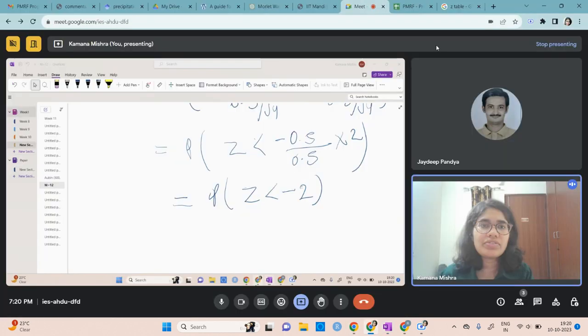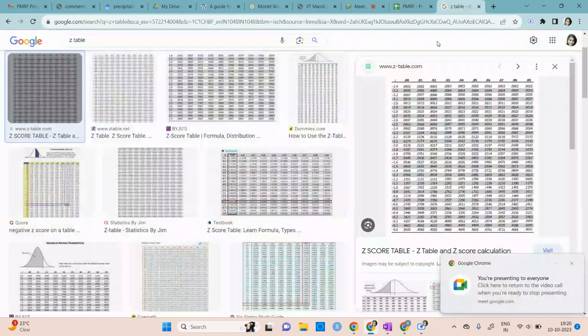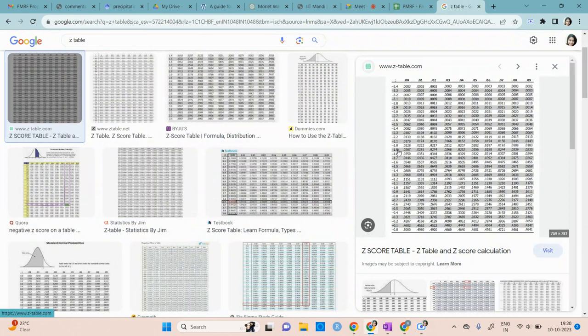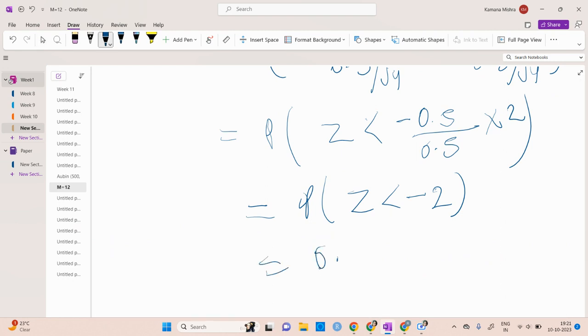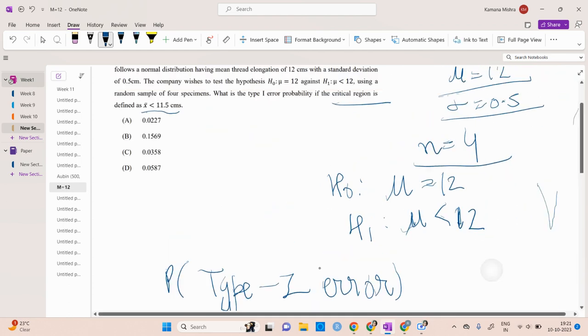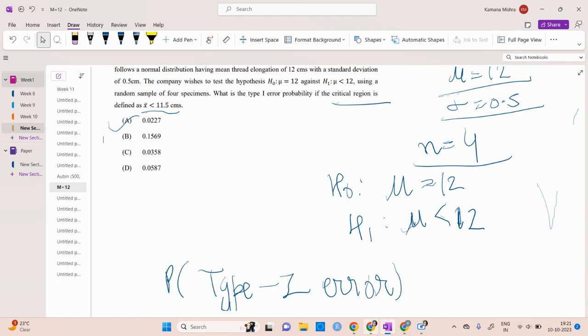Now again we can go to the z table, and minus 2, right? So for minus 2 we can see here it is 0.0228. So 0.0227 is given here, so this one will be the answer.